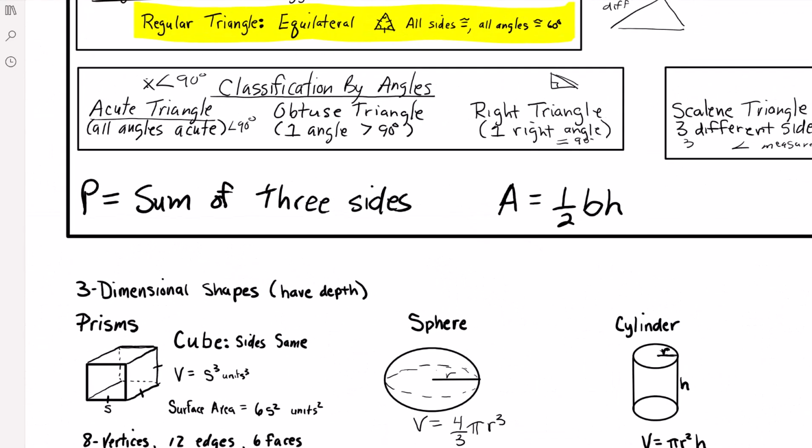All right, and then here are the formulas. To find the perimeter of a triangle, you just add up the three sides. And to find the area, you take half of the base times the height. So if you've got a triangle that looks like this, hopefully you're given the height and the base, and then you take half of the base measure and multiply it by the height, but usually it's just written like this.